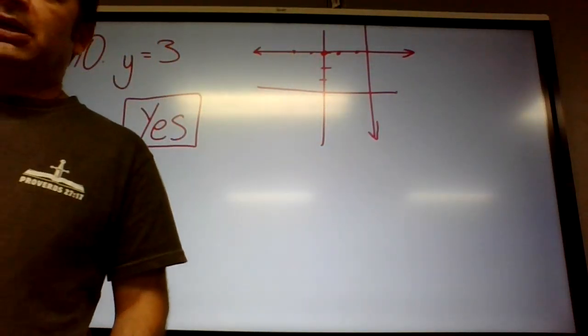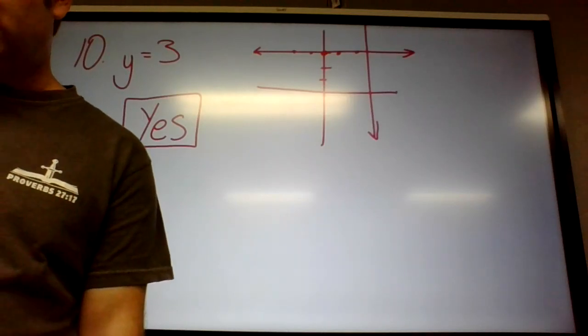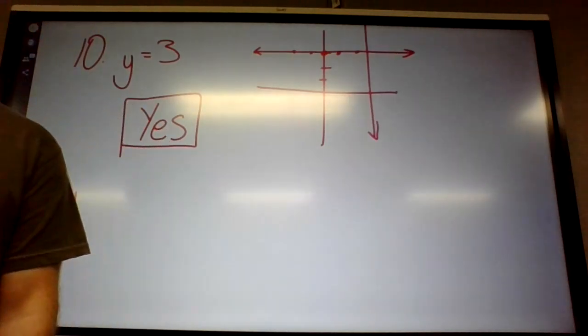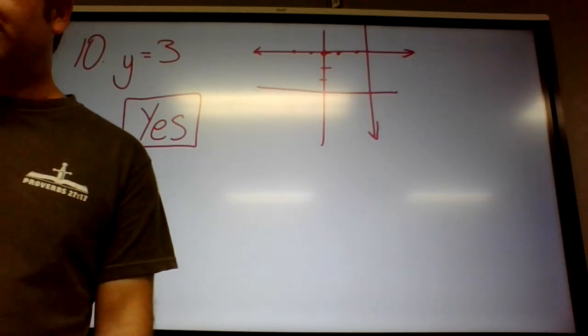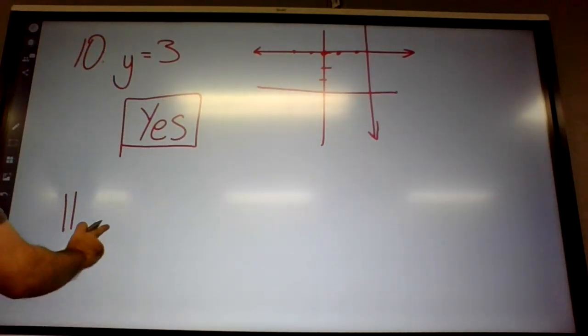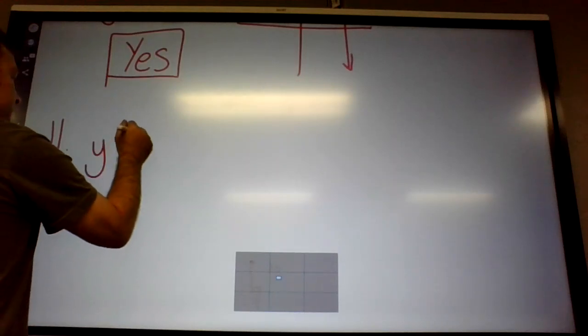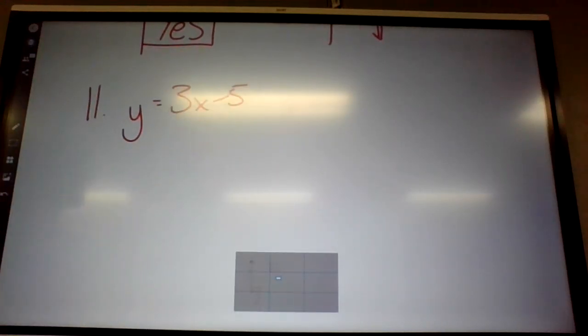Okay, number 11. Make a table of at least 5 ordered pairs. This is what we've done the most this chapter, for y equals 3x minus 5. Is it a function? So what do they mean? Make a table of 5 ordered pairs.